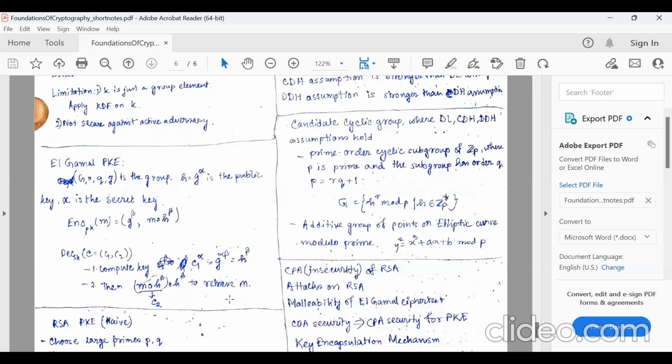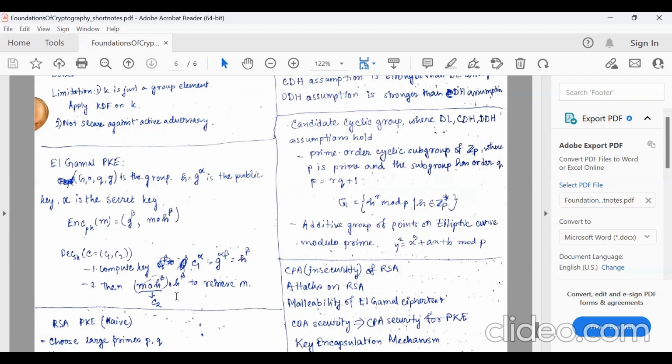So that is how you retrieve message m. Or maybe, I think it should be h to the power beta inverse, because if you are dealing with a group with some group operation dot, then h to the power beta dot h to the power beta inverse will give you the identity element, and then m dot identity element gives you m. So this should be inverse actually. Okay, so you can retrieve m.